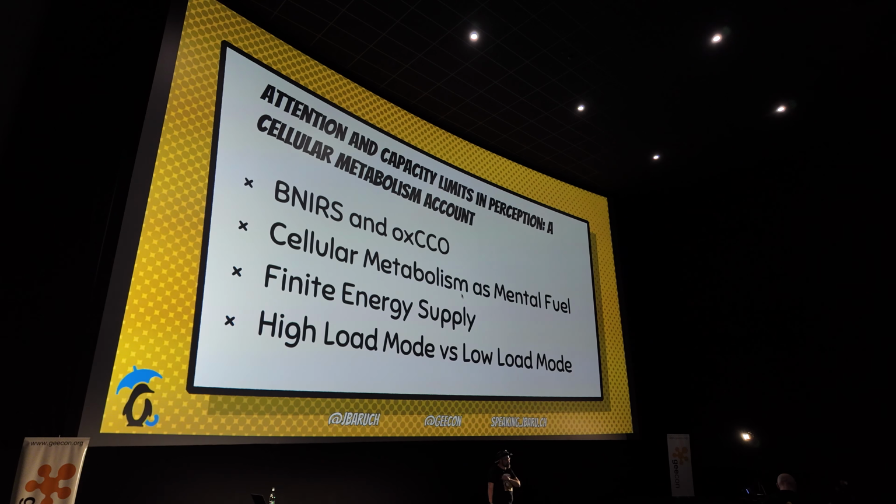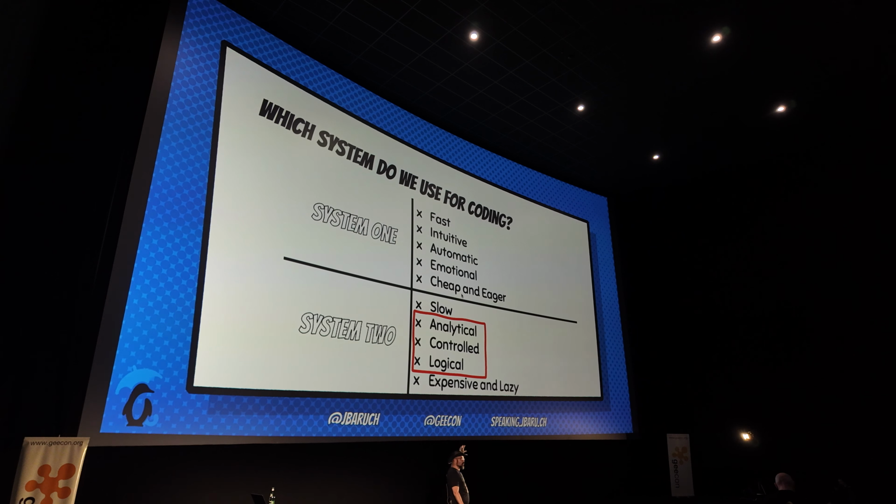Right? Let me ask you a question. Which system do you think you use when you write code? No Copilot. Who thinks you use system 1? Some hands. Okay, who thinks you use system 2? Like 90% of the people, and I agree with you. We use system 2 because we need the analytical, the controlled, and the logical. We most definitely use system 2. This is your software engineering.